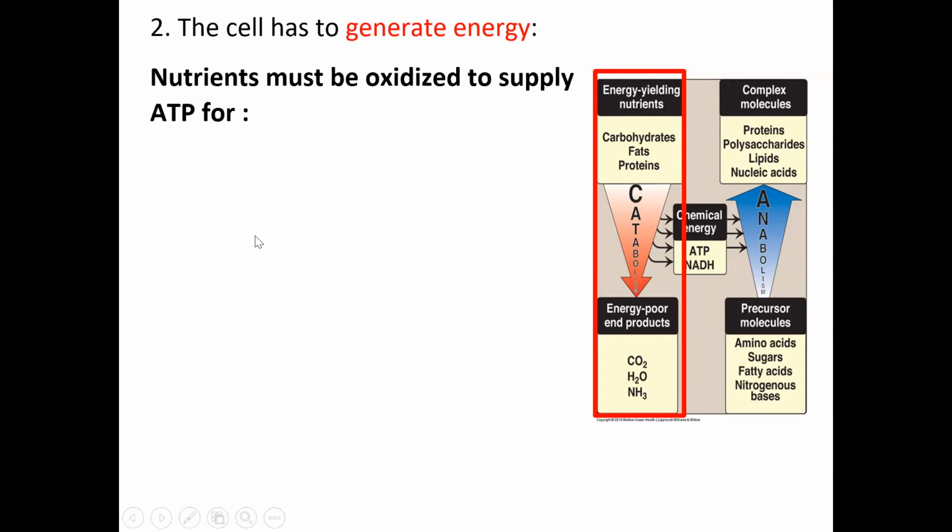Why the cell need energy? Why the cell need ATP? To do what? For biosynthesis, to make things. This is one. What else? Why a cell will need energy? Yes? Okay, so if it is a muscle cells, for the contraction, we need ATP. What else? Why the cell need energy? Yes? Sorry? Active transport. Yes, so we need to maintain all these ion pumps. What else? Yes?